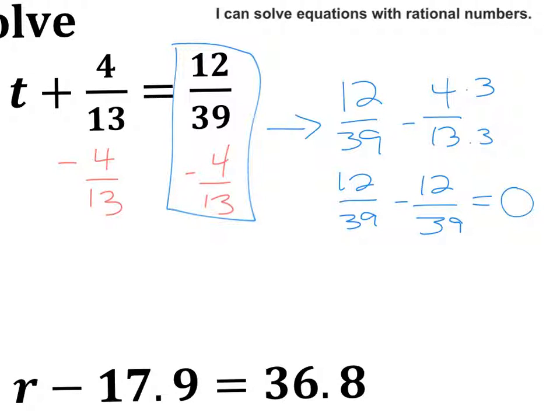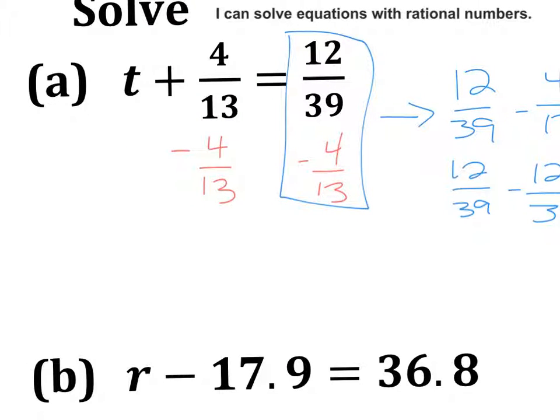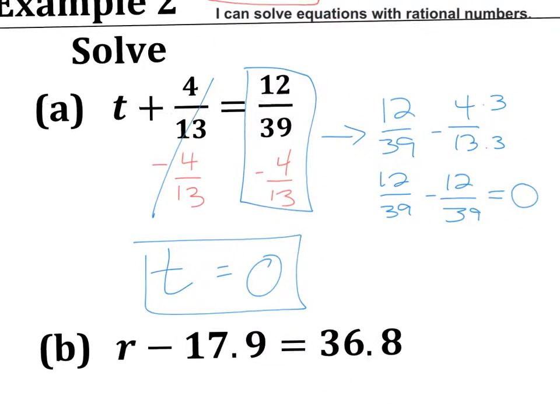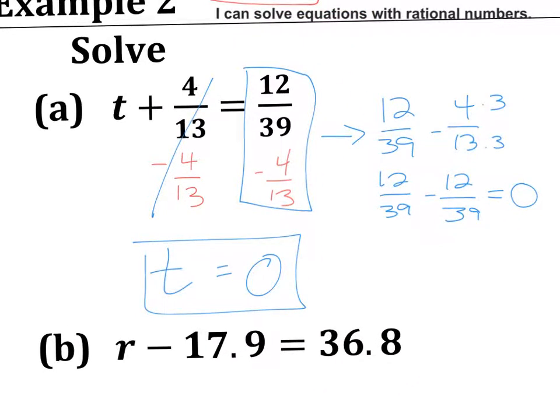So take that 0 back over into your equation. You would have these canceling. You would have t equals 0. T can equal 0. That is an answer. So you have t equals 0 for A.